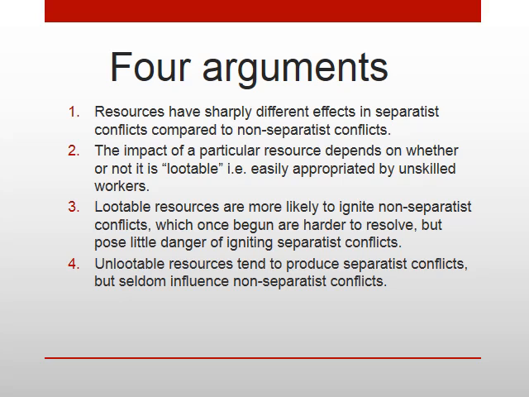Ross presents four main arguments that are later broken down into 7 hypotheses on resources and civil war. The first argument is that resources have sharply different effects in separatist conflicts compared to non-separatist conflicts. The impact of a particular resource depends on whether or not it is lootable, i.e. easily appropriated by unskilled workers. Lootable resources are more likely to ignite non-separatist conflicts, which once begun are harder to resolve, but pose little danger of igniting separatist conflicts. And unlootable resources tend to produce separatist conflicts, but seldom influence non-separatist conflicts.